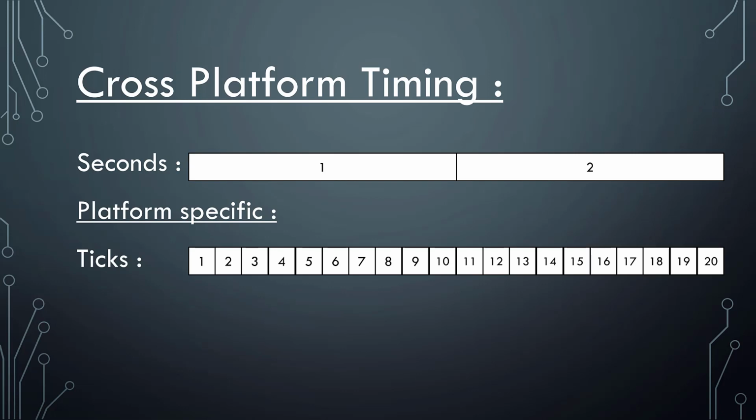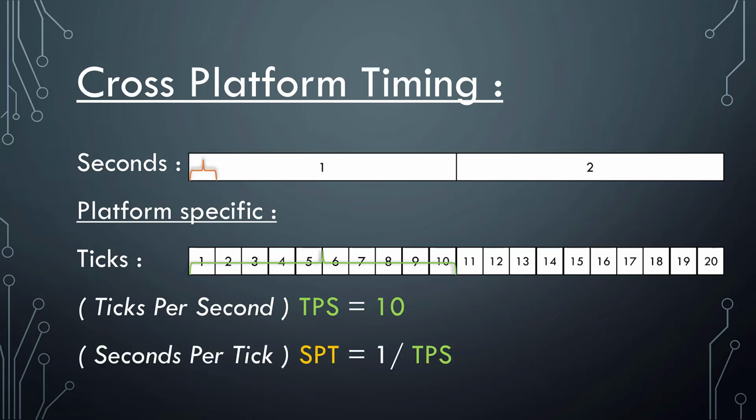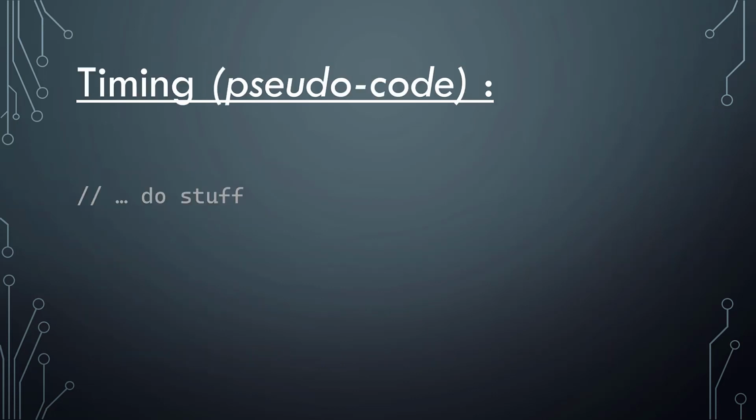There's usually going to be some way that we can ask the platform what its rate is and how it measures time. For this example, it's going to be 10, so 10 ticks per second, right? We can invert that, take the reciprocal, and get how many seconds are in a single tick, which is obviously going to be some fraction of a second. It's going to be 1/10, which is 0.1.